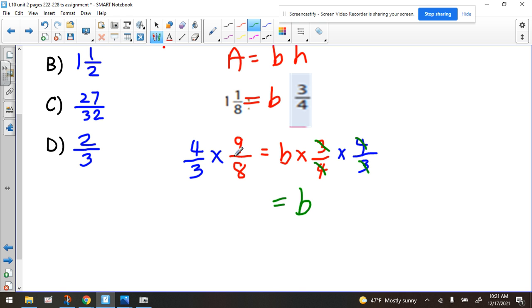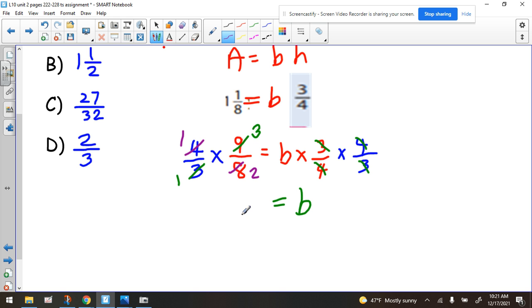Over here, let's take advantage of the fact that we can simplify. We have a nice reducing opportunity going this way. Divide by 3 and get 1. Divide by 3 and get 3. Going this way, we can divide by 4. Divide by 4 and get 1. Divide by 4 and get 2.